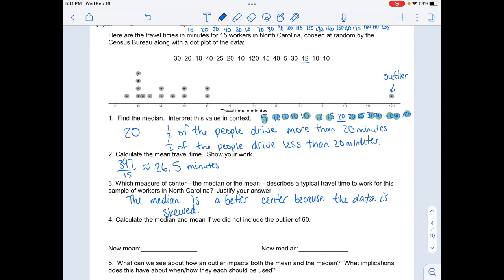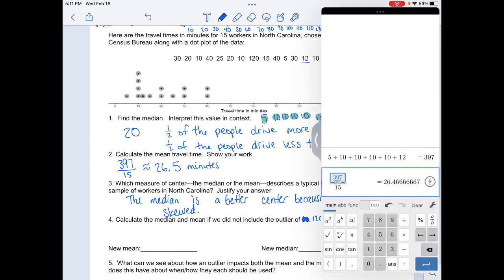Okay, if that outlier didn't exist, which is what we're going to talk about now. Oh, this should be a 60, my bad. Not a 60, a 120. If the outlier of 120 did not exist, what would these numbers be? So we're going to calculate the median and mean if we did not include the outlier of 120.